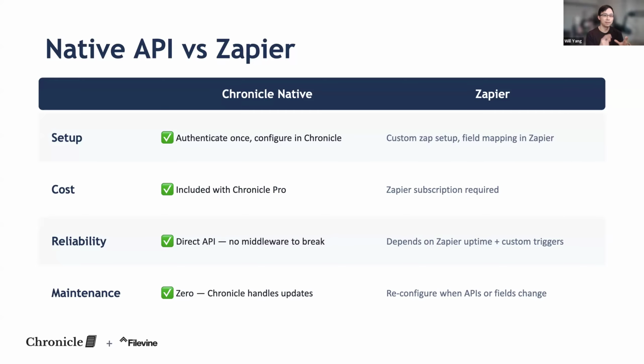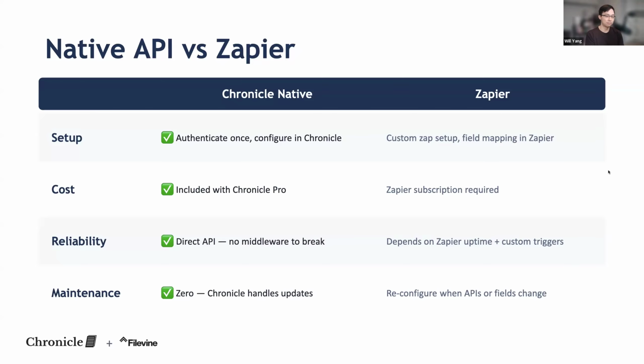And so this direct API makes it so there's no need for middleware, where sometimes there's that in-the-middle step where in the past you would have it speaking to Zapier to then speak to Chronicle. Now it's just going Chronicle to Filevine, which is a more direct connection. So that also means that our team at Chronicle is handling the updates for this integration, as opposed to if you configured it via Zapier, you'd have to reconfigure things if their API ever changes on the Filevine side.